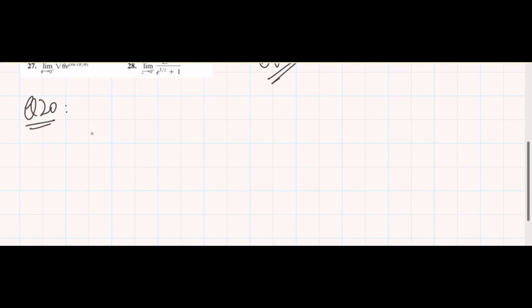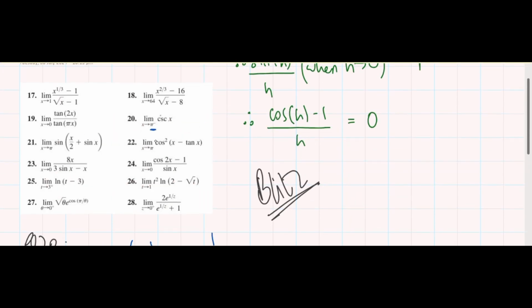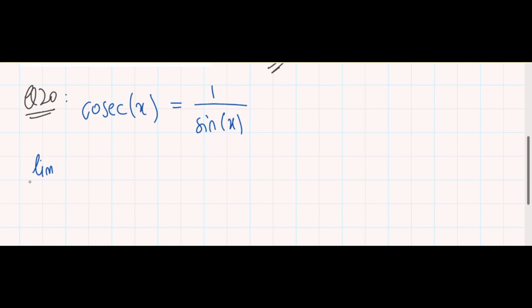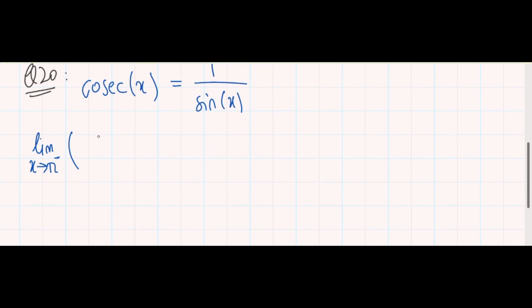So question 20 is basically very simple. You know, cosec x is 1 upon sine x. That's elementary trigonometry. I'm doing a voiceover, by the way. The question says the limit where x is approaching pi from the negative side, with a negative sign on top of the pi. What does that mean? That means x is approaching pi from the left hand side of the graph. Pi is 3.14, so x would be like 3.13, then 3.139, and so on. It just approaches pi from the left hand side of the graph, right?